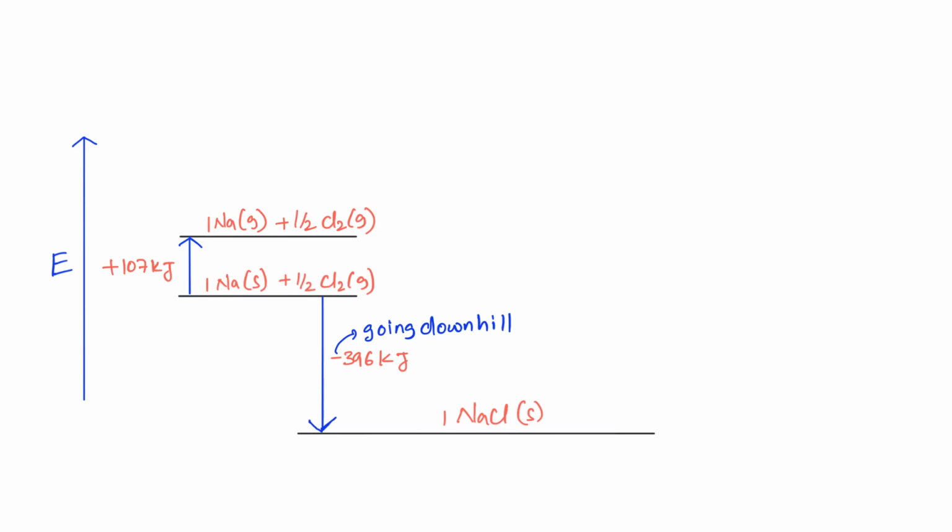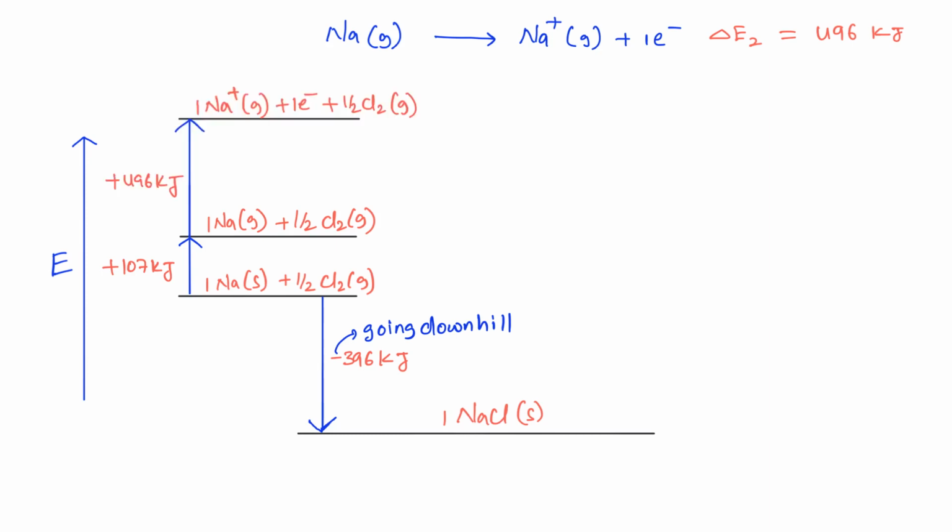Next, when gaseous sodium loses an electron to form gaseous Na plus ion, the reaction mixture absorbs energy that is equal to its ionization energy, which is 496 kilojoules per mole. The energy of the reaction mixture goes up by the same amount.